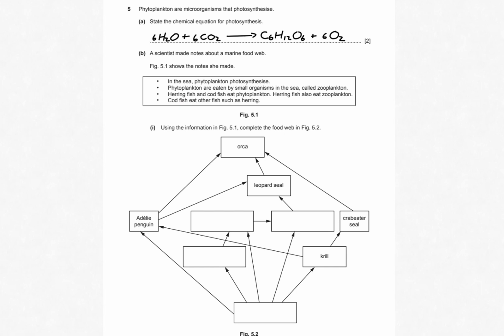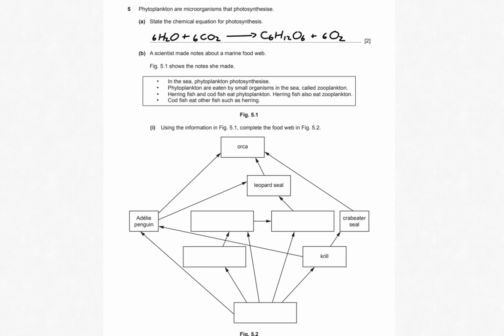Question B then states that a scientist made notes about a marine food web. Now remember, a food web is when multiple organisms interact with one another, so it shows the transfer of energy within an ecosystem. Now figure 5.1 shows the notes she made. So she said that in the sea, phytoplankton photosynthesize. She also says that phytoplankton are eaten by small organisms in the sea called zooplankton. Herringfish and codfish eat phytoplankton. Herringfish also eat zooplankton. Now codfish eat other fish like herring.